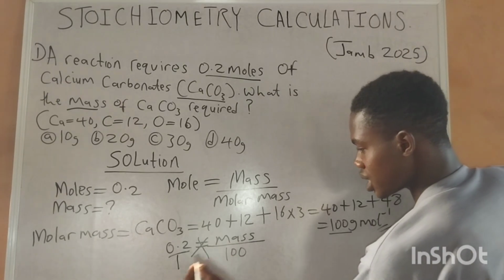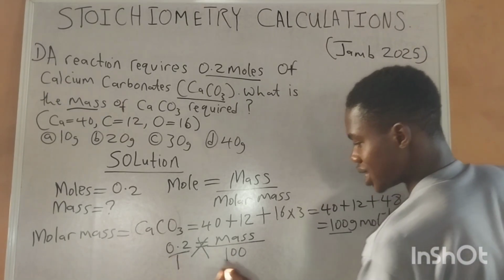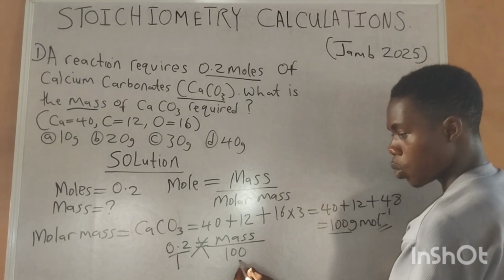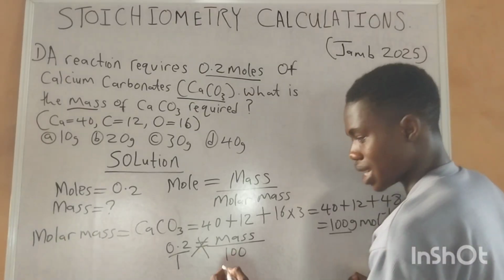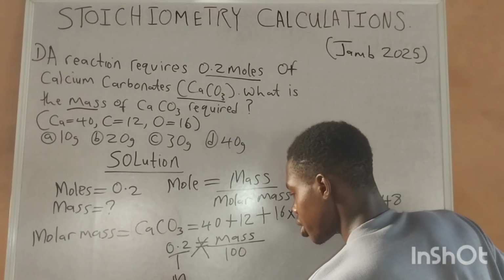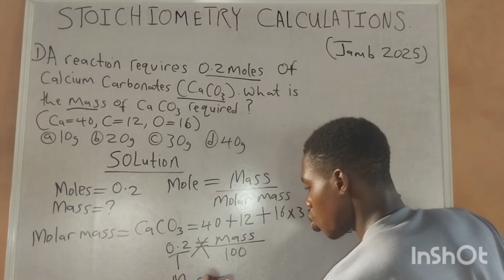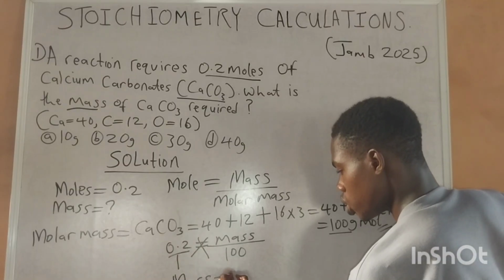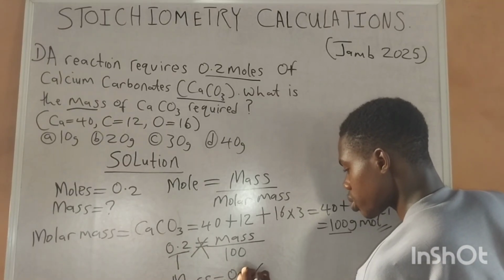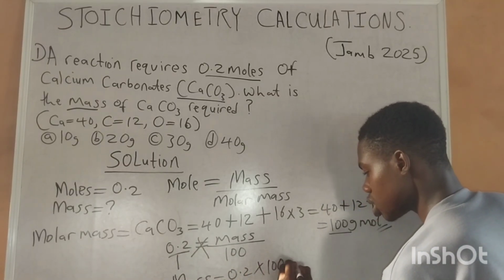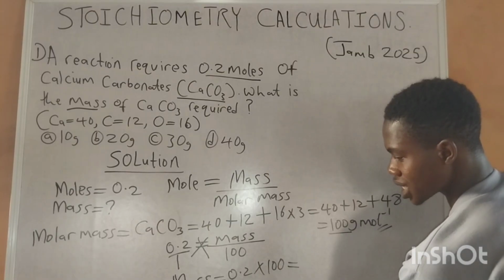Now this mass will times this one down, then 0.2 will times this 100 here. So that's what will happen. And of course, mass times 1 is mass. So mass is equal to 0.2 times 100.